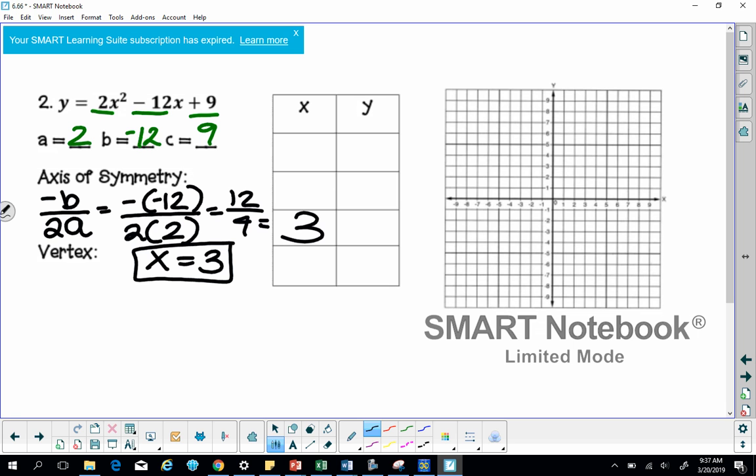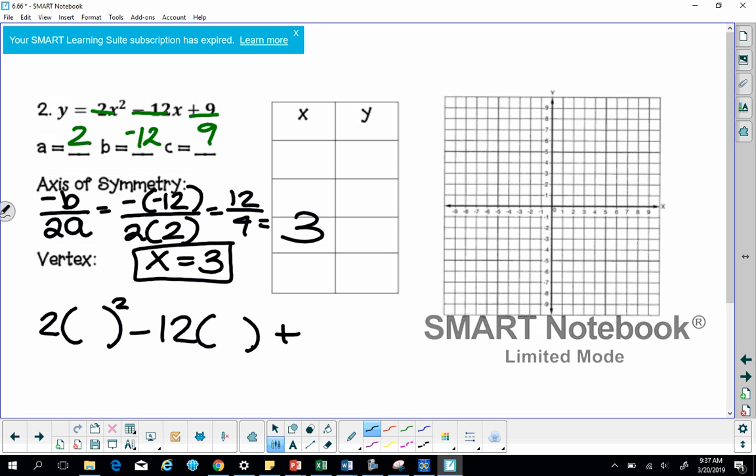To get your y coordinate, we plug it in. So I take the equation above, but instead of x, I'm going to put parentheses. And we got our axis of symmetry. Our x coordinate right here, we could see was 3. So I'm going to just put a 3 in for my x. When you do that, what answer do you end up getting? 6.